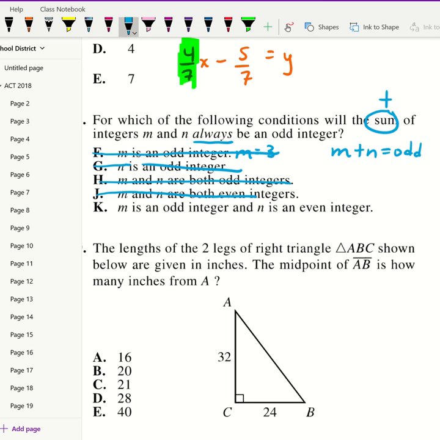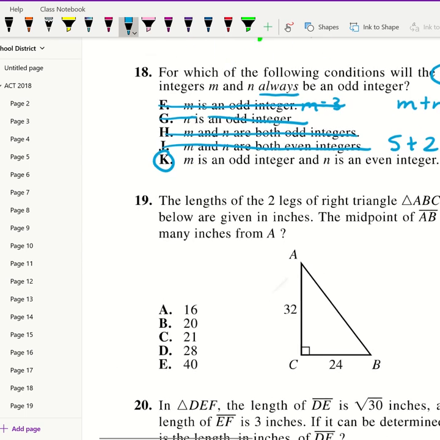So all I'm really doing is picking values for m and n that match the description for that answer choice, and then seeing if I get an odd number. K is my only option, and by the way, K is the one that works. If you add up one number that's odd and one number that's even, you will get an odd number. Even if there are negatives involved, as long as those are integers, one odd integer and one even integer, you will end up with an odd number after adding. So that answer is K.